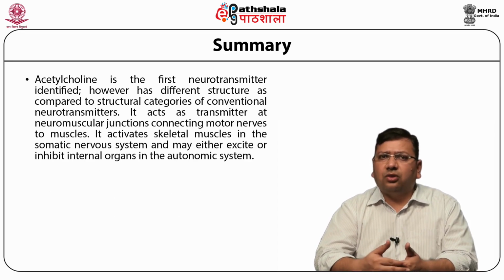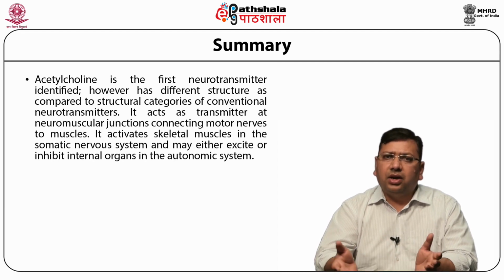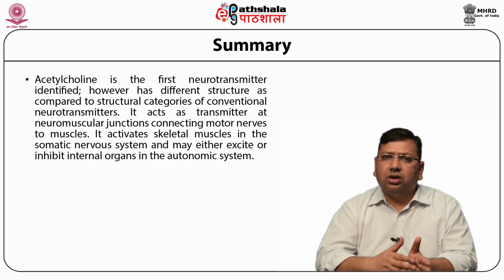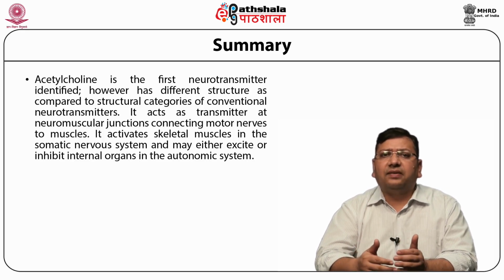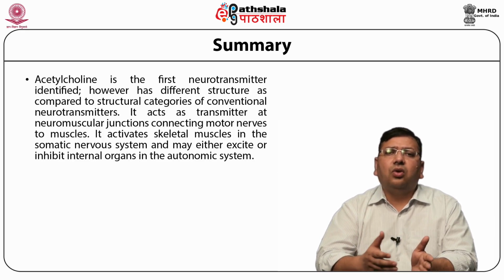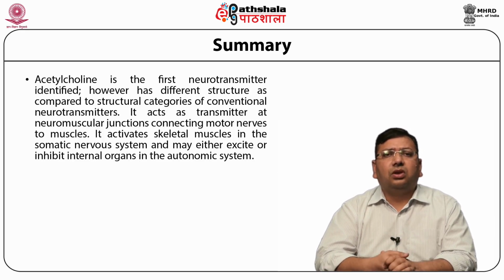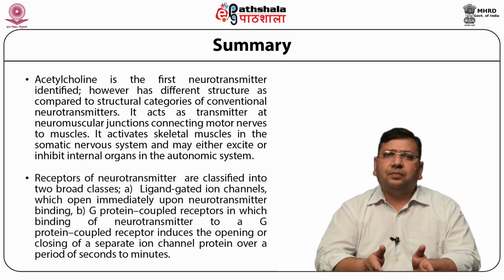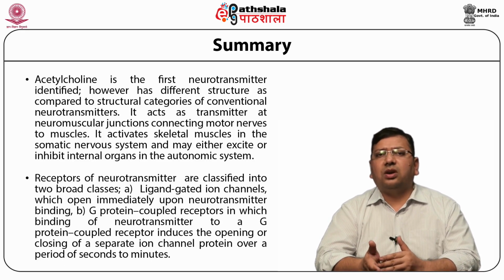Acetylcholine is the first neurotransmitter which was identified. However, it has a different structure as compared to the structural categories of conventional neurotransmitters. It acts as a transmitter at the neuromuscular junction connecting motor nerves to the muscles. It activates skeletal muscles in the somatic nervous system and may either excite or inhibit internal organs in the autonomic nervous system. Receptors of neurotransmitters can be classified into ligand-gated channels or G-protein coupled receptors.